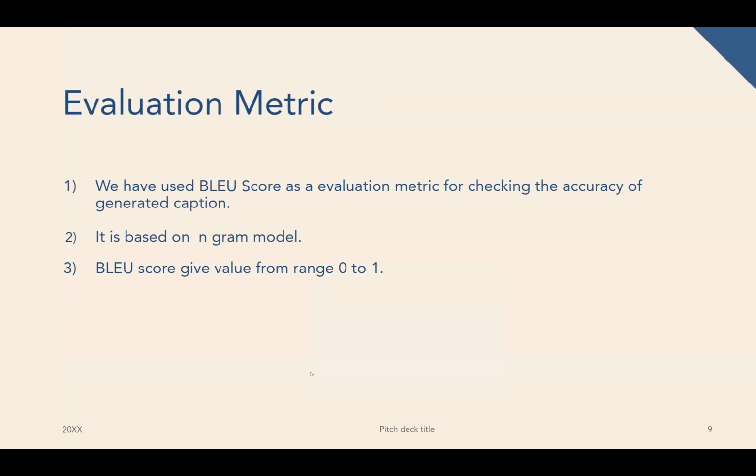Coming to the evaluation metric, we have used the evaluation metric named BLEU score, which is determined by how many n-grams in the generated text overlap with the reference text. The n-grams can be in a range of 1 to 4. The BLEU score gives a value between 0 and 1, with 1 representing that the predicted caption and the reference captions are identical.